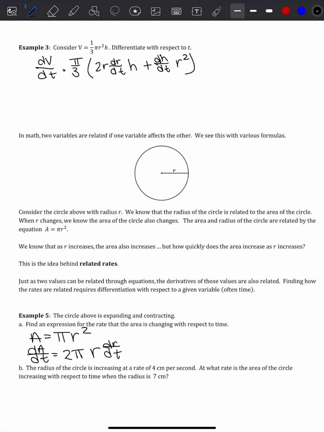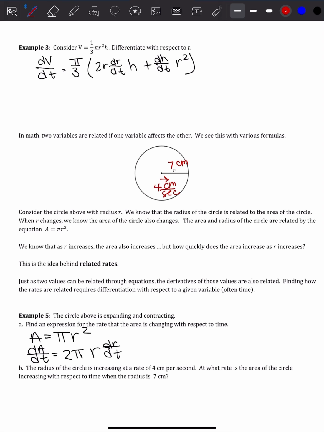The radius of the circle is increasing at a rate of 4 centimeters per second. At what rate is the area of the circle increasing with respect to time when the radius is 7? So if we look at our circle here, we already have a picture. So things that it told us, our radius is 7, so this is 7. The rate the radius is changing is, we are looking at our rate, so the rate the circle is increasing by, our radius is 4 centimeters per second. So our radius is getting bigger at 4 centimeters per second.